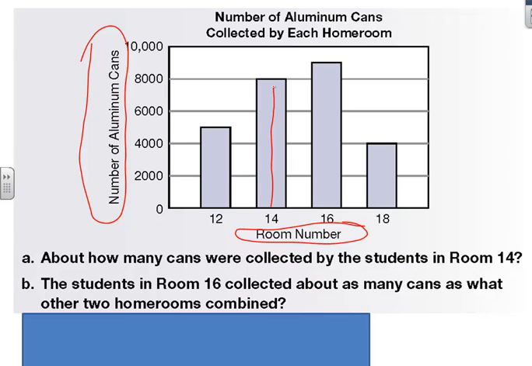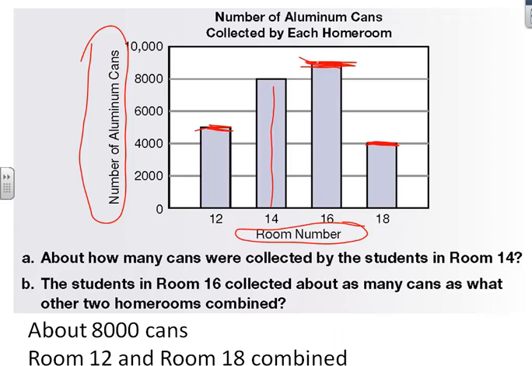Okay, so I'm going to go to room 16. I'm going to come up here and see that there's 8,500. So now I'm going to look at the other 3 rooms. I can see that there's 4,000. That's about half. And then here's 4,500. So those two added together, 4,000 and 4,500, equals 8,500. So I think my answer is rooms 12 and 18. And as you can see, we're right. So about 8,000 cans for A, and for B it's rooms 18 and 12. Hopefully this stuff is not confusing to you. If it is, please sit down with me in school tomorrow and let's go over it.